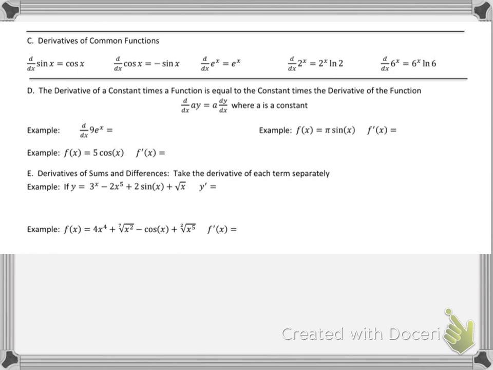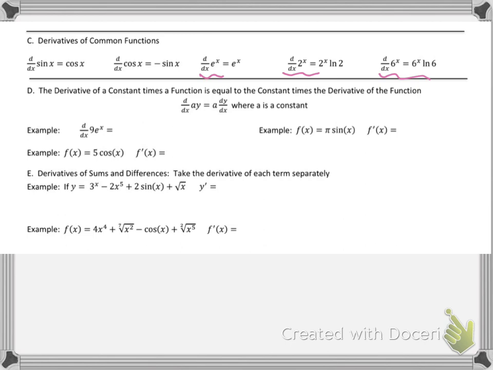Okay, so we are also learning to take derivatives of common functions. So some derivatives to memorize are shown here. Derivative of sine x is cosine x. Derivative of cosine x is negative sine x. I'll let you read these other ones here. We're going to use those in a second.